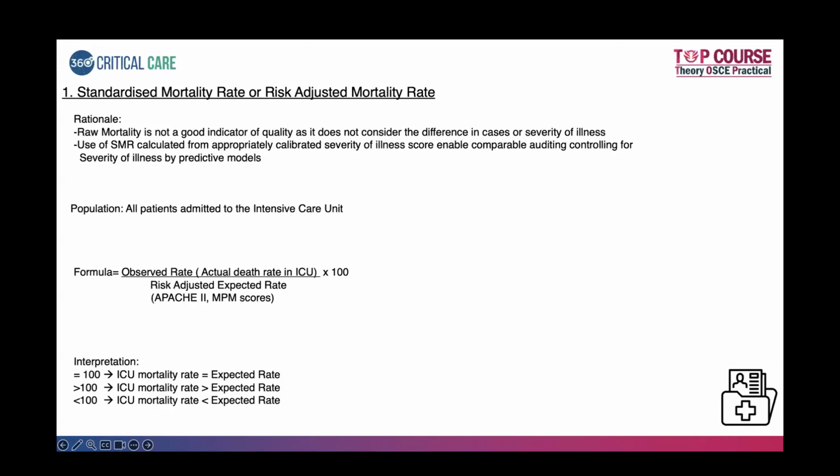So that will get you a good amount of marks for your 5-mark question. The population in whom you do the standardized mortality rate is all patients admitted to the ICU. The formula is pretty straightforward: the observed rate, that is the actual death rate in ICU, divided by the risk-adjusted expected rate. I'll explain it very simply.